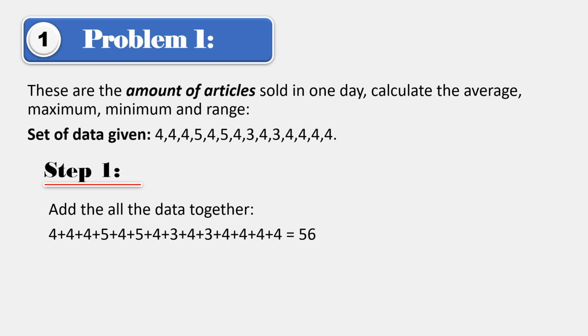So first, let's calculate the mean, one of the many averages that you can calculate. The first step in order to calculate the mean is adding all of the values. So you add all of those numbers and you get 56. But we are not done yet. 56 is not the mean. It's only the first step.